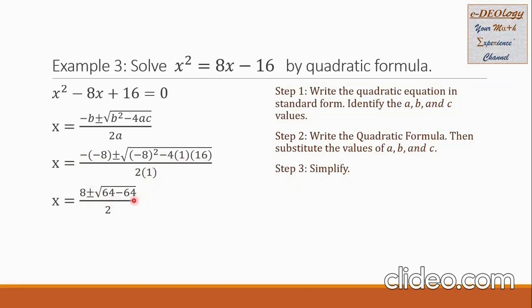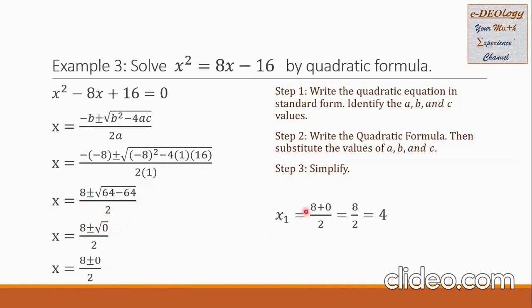equals 64, all over 2 times 1 is 2. You see here we have 64 minus 64, and that is equal to 0. So our radical now is the square root of 0, and when we simplify the square root of 0, it's simply 0. At this point, we will now split our x into plus or minus.